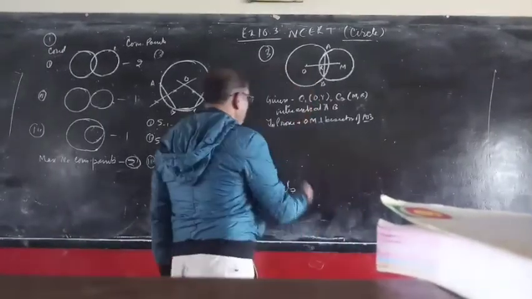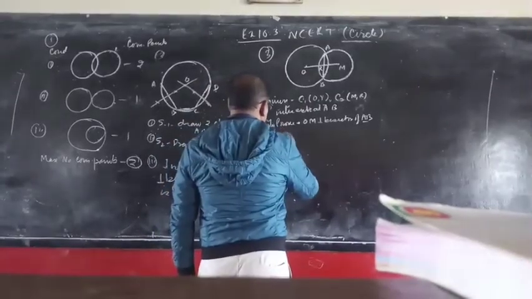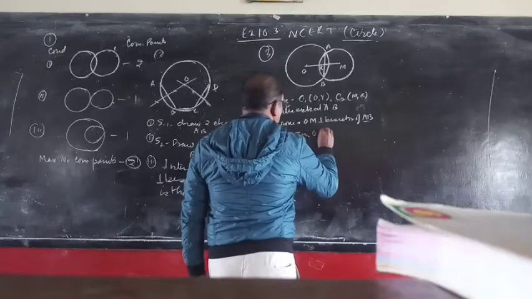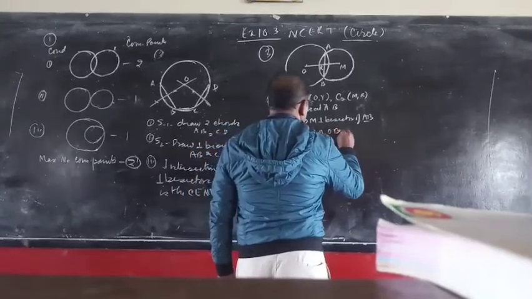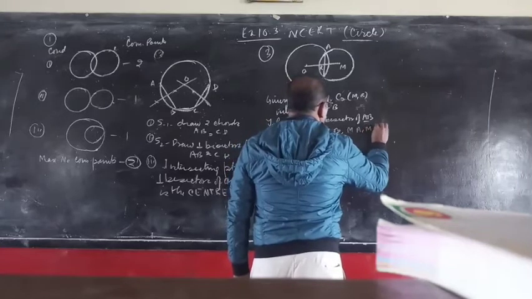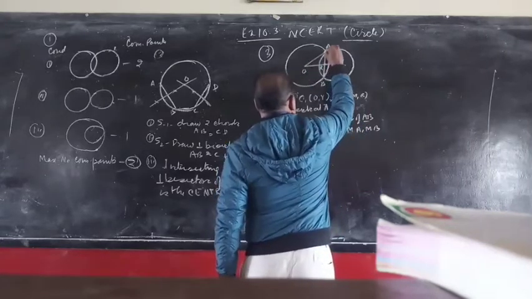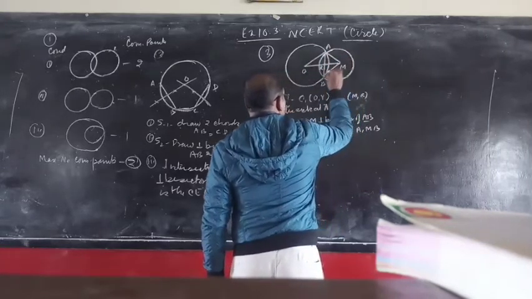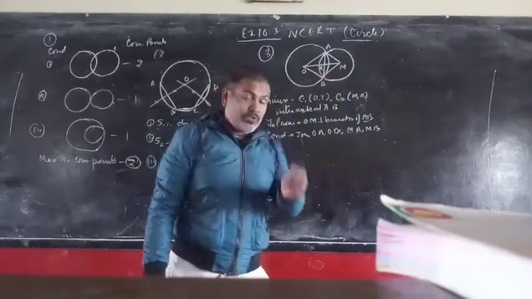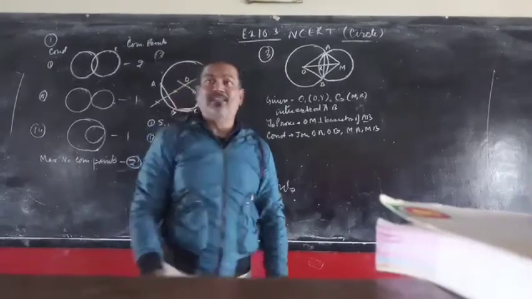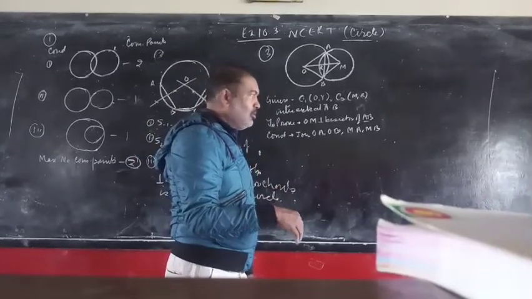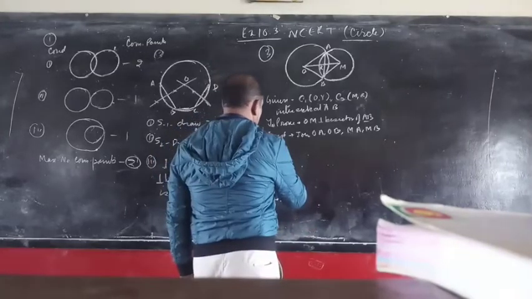Okay, now here we have to do a construction. Join OA, OB, MA and MB. OA, MA, MB and OB. The very first thing, we have to take two bigger triangles, one above the chord and one below the chord. Now prove.